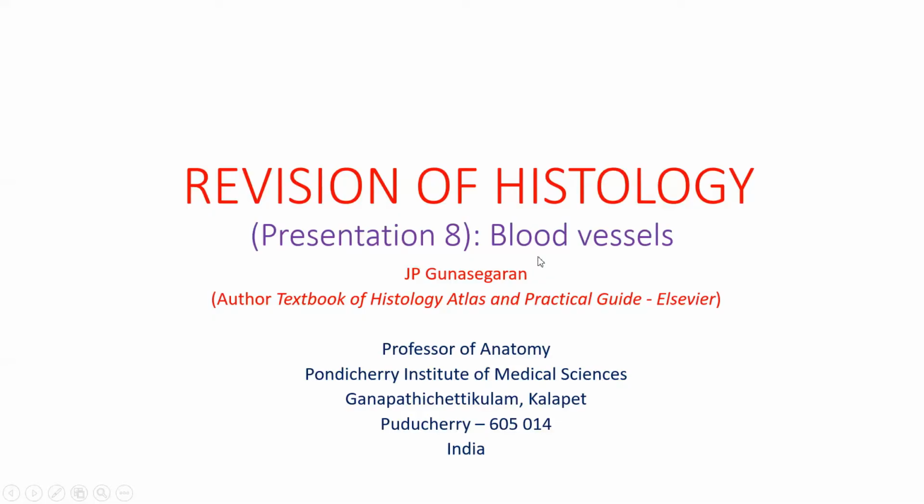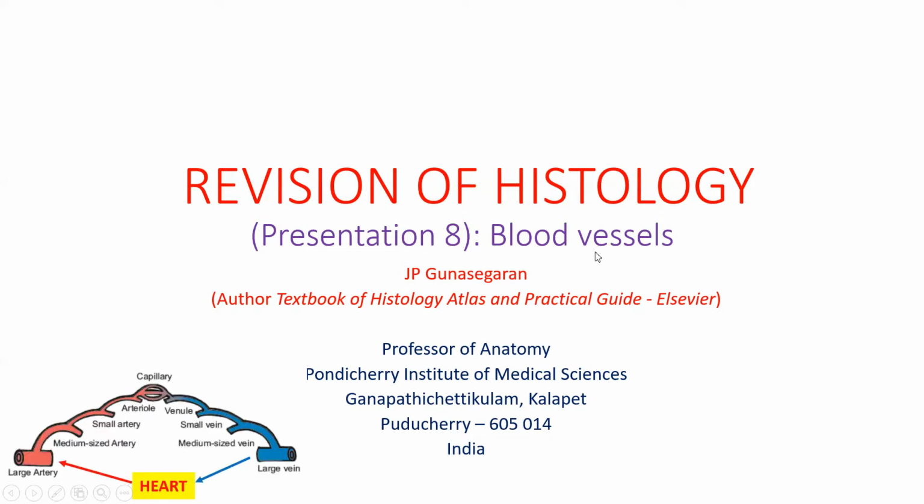This presentation deals with blood vessels. Blood vessels are a closed system of tubes that deliver nutrient, oxygen and hormones to tissues of the body and remove metabolic waste products and carbon dioxide from them through blood. Blood vessels are of 3 types, namely arteries, capillaries and veins.